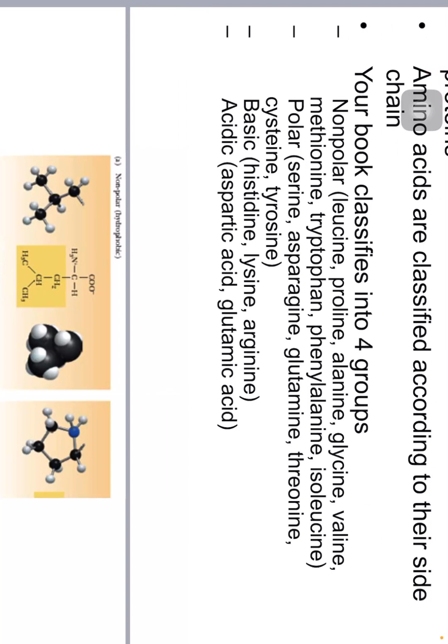And remember what we talked about in chapter 1, right? Talking about polarity, or chapter 2, talking about polarity, talking about separation of charge. You're going to see a separation of charge within the side chain.